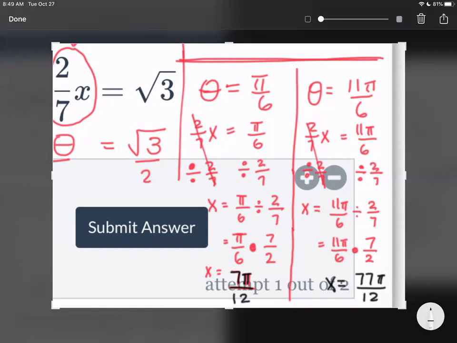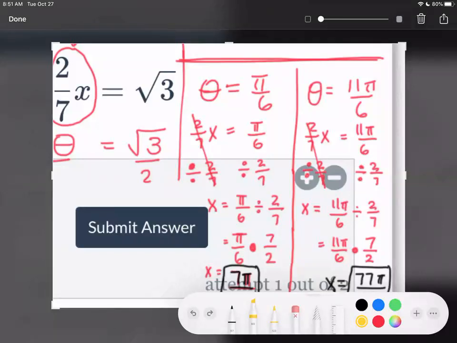All right, any questions on this one? So these would be our answers, by the way. 7 pi over 12, 77 pi over 12. As weird as those look, those would be our answers. And to give you guys time to think about questions, I'll pause the recording.